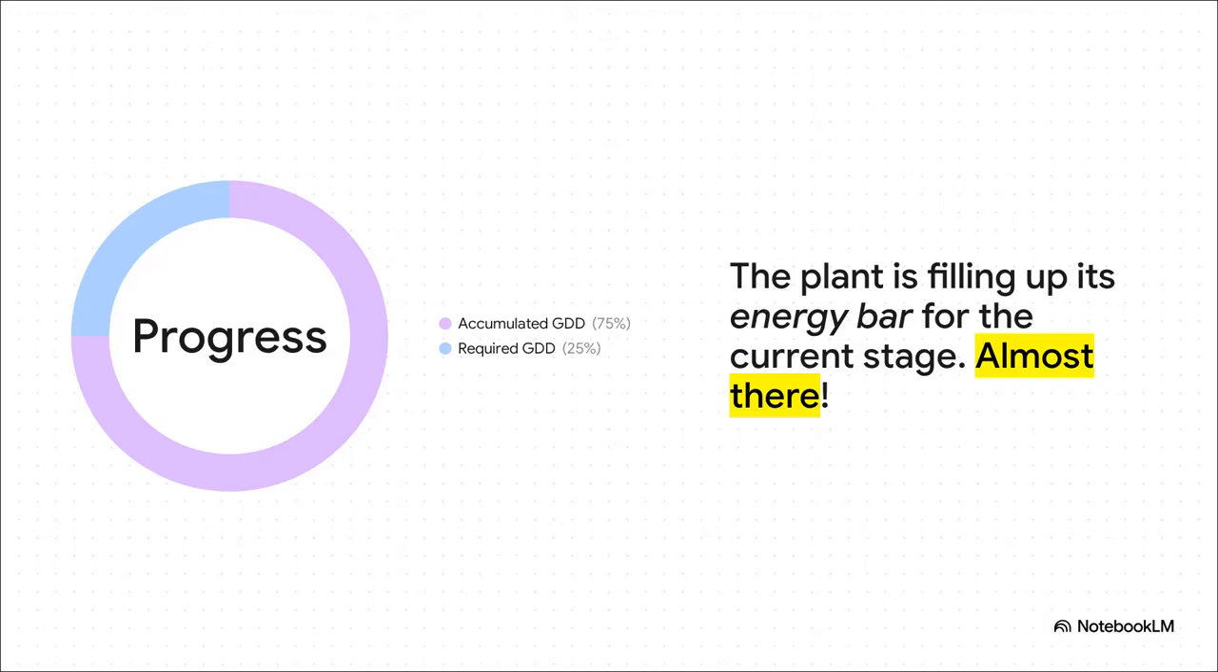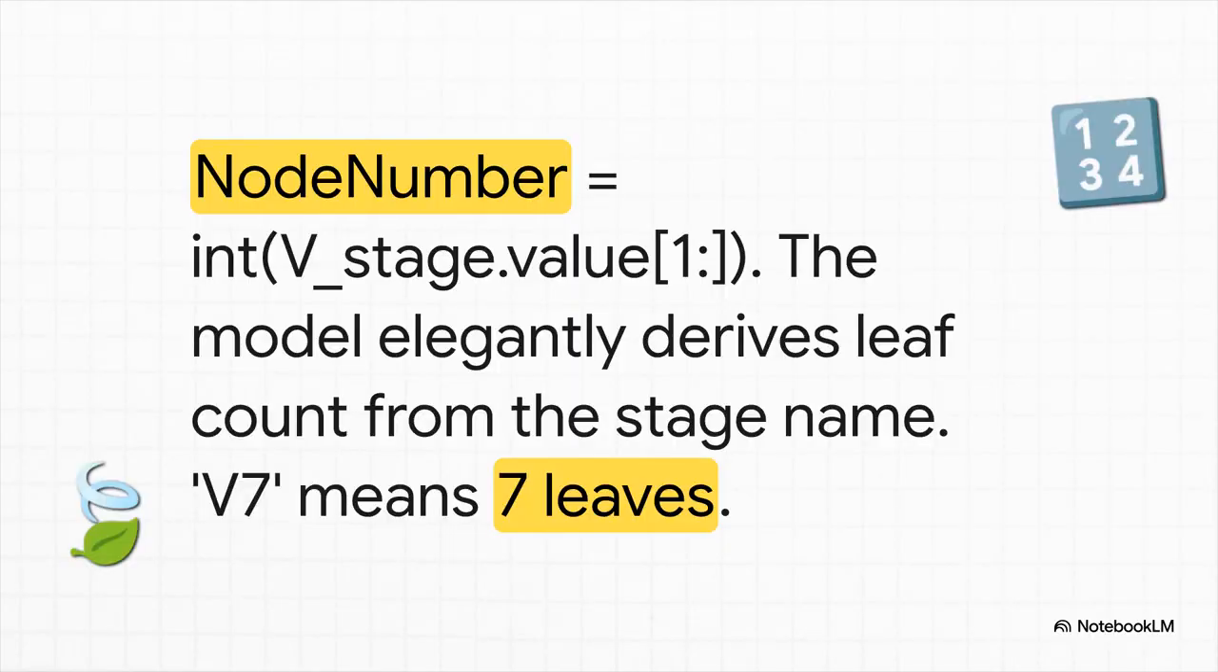And this illustrates it perfectly. You can think of it like the plant is filling up an experience bar in a video game. Once that bar hits 100%, boom, it levels up and moves on to the next phase of its life. So how does all this digital progress turn into actual visible growth?